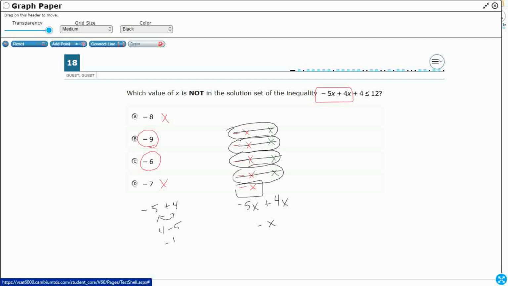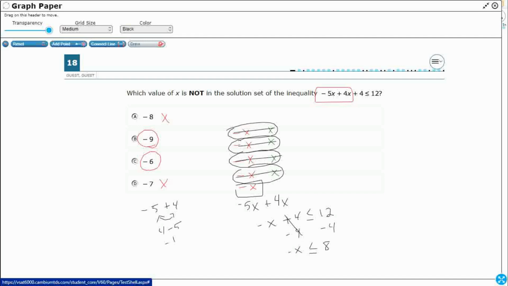And then plus 4, so -x plus 4 is less than or equal to 12. Now, the properties of equality let me know that I can subtract 4 from the left side of this inequality as long as I subtract 4 from the right side. So I can balance it out right there. The plus 4 minus 4 is going to isolate that -x, and that's going to give me 12 minus 4 is 8.